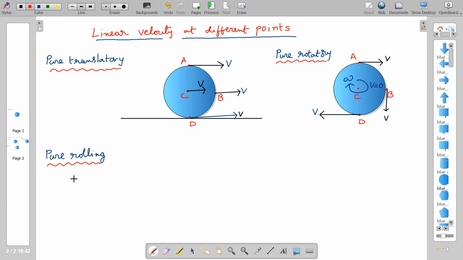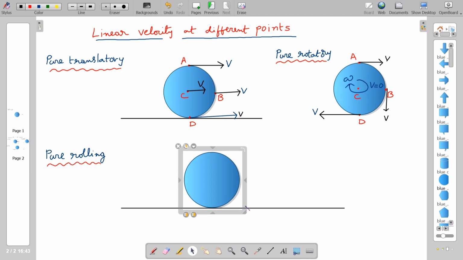Now we will find linear velocity at different points in a pure rolling motion. In a pure rolling motion, the body performs both translatory and rotatory motion. So here I will consider one sphere which performs both translatory and rotatory motion. Here I will identify velocities at different points, that is velocity at point A, at point B, at its center C and at lowest point D.